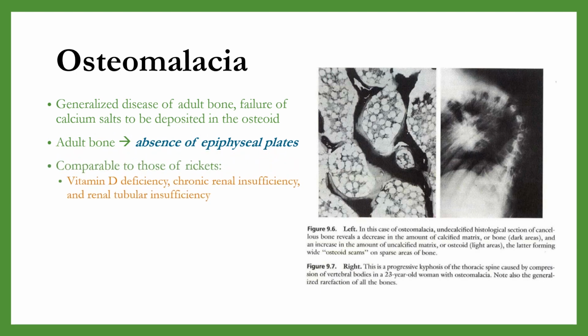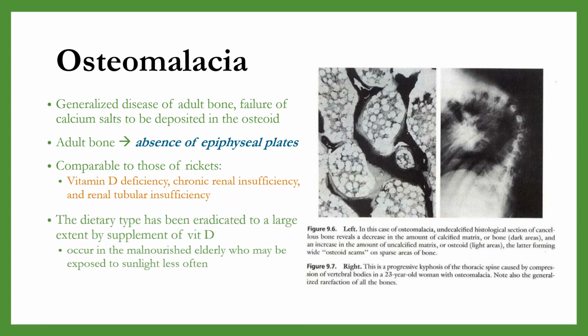Causes are comparable to those of rickets: vitamin D deficiency, chronic renal insufficiency, and renal tubular insufficiency. Dietary type has been eradicated to a large extent by supplementation of vitamin D. It occurs in malnourished elderly who may be exposed to sunlight less often.